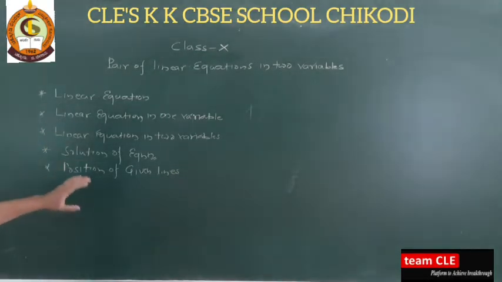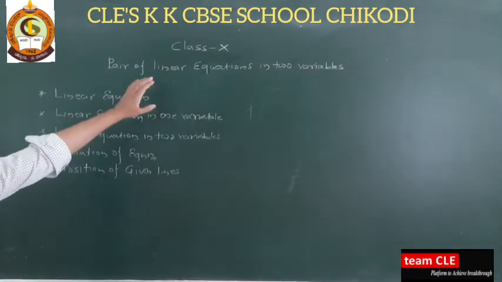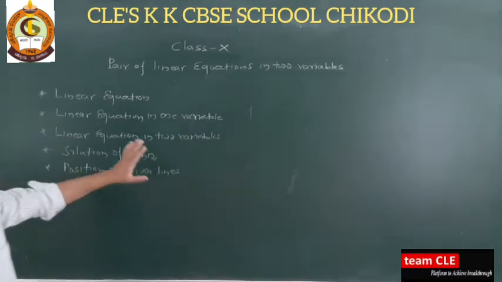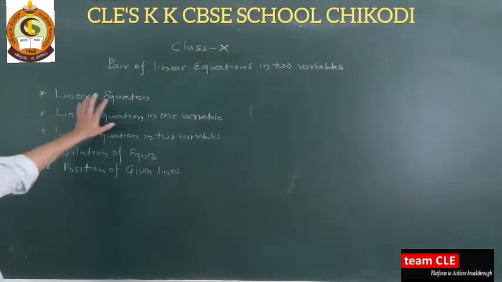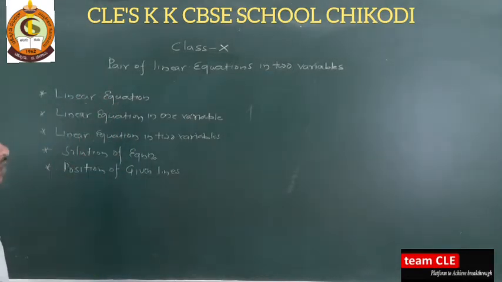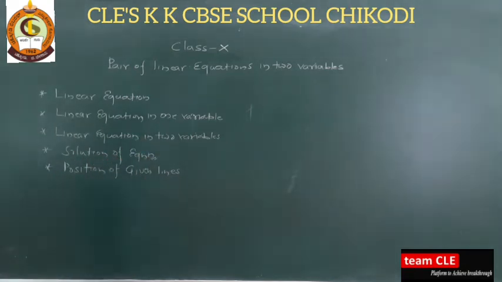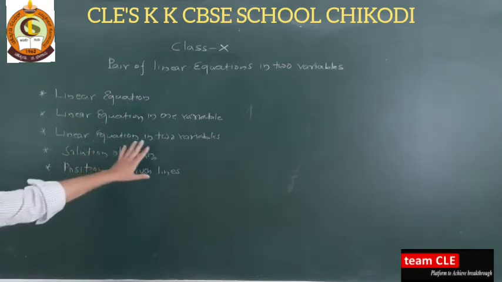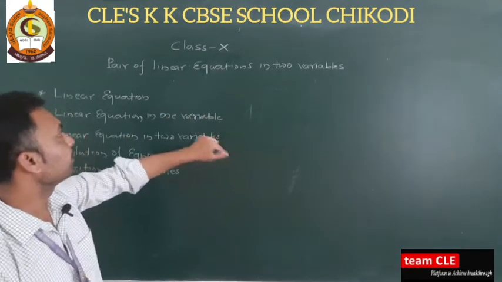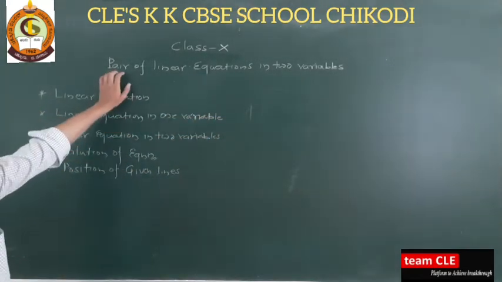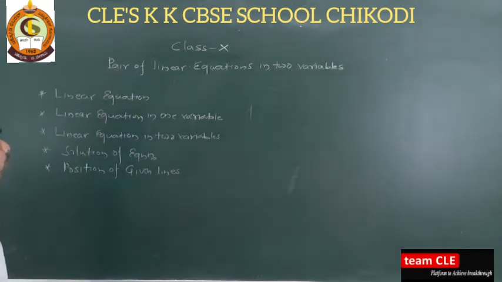So these five things are very important. Before going to discuss pair of linear equations, we need to look at the linear equation. Linear equation in one variable means what? Linear equation in two variables means what? Then solution of equation, then position of given lines. After that we will go for the pair of linear equations. Here we have linear equations in two variables, and in this we have a sub point, that is pair of linear equations in two variables.